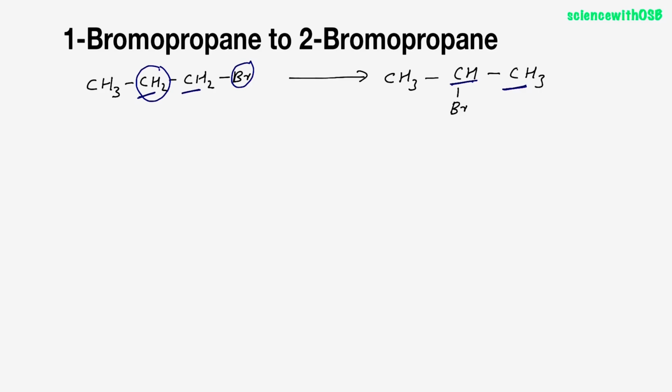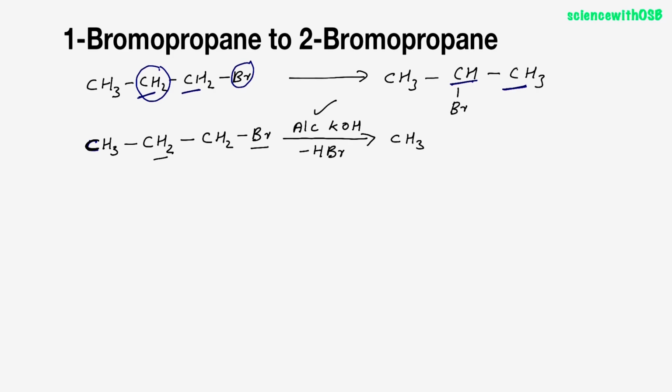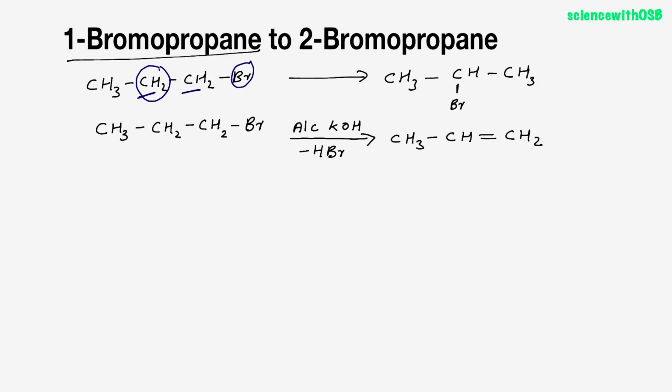Bromine and hydrogen from adjacent carbon. So what is the reaction? Dehydrohalogenation. For dehydrohalogenation, what is the reagent? Alcoholic KOH. So what will happen? This bromine and one of the hydrogen will be removed and a double bond will establish between those 2 carbons, right? So what is that? CH3, CH, double bond, CH2. Now what is our next task? We have to add 1 bromine on this carbon and 1 hydrogen here, right?